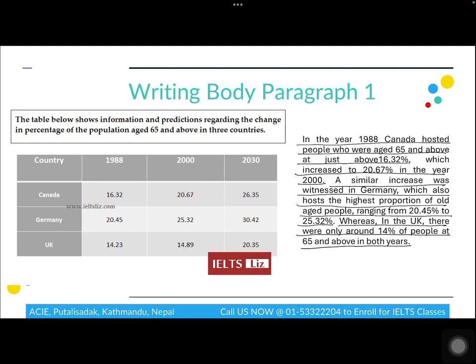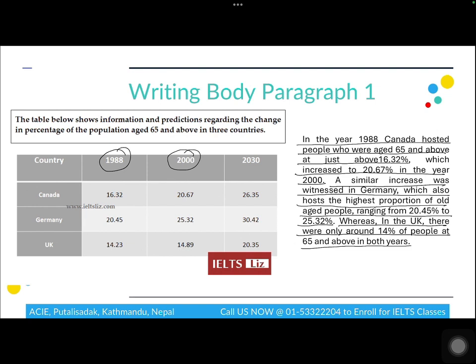So now, as you can see in the first paragraph, I have grouped on the basis of the past years, right? So in the first paragraph, I'm talking about the past years, which is 1988 and 2000, and the data for all three countries in these years, right?